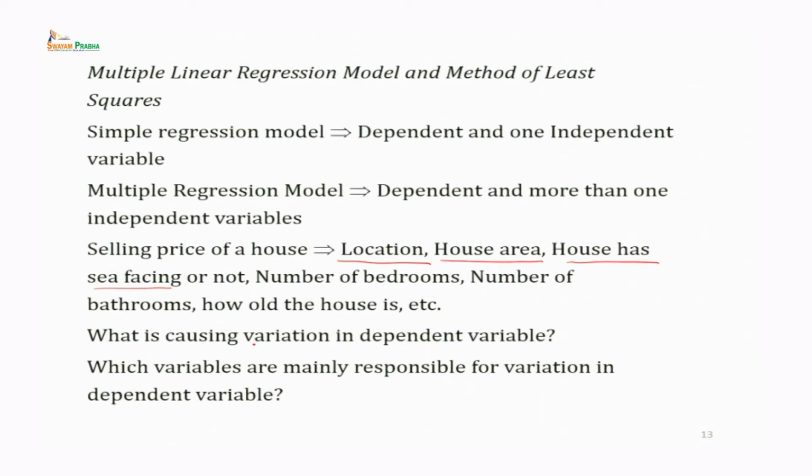Then what is causing variation in the dependent variable? In this question you may be interested. Say we have formed a list of such variables, but it may happen that some of these variables are not very relevant to the selling price of the house. So, then which variables are causing variation in the dependent variable? Which variables are mainly responsible for variation in the dependent variable? So, you may like to answer such kind of questions, and for that purpose you require multiple linear regression.